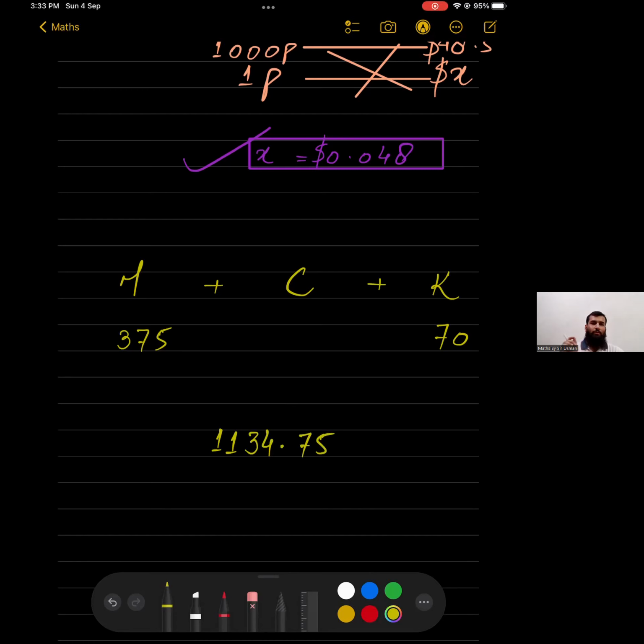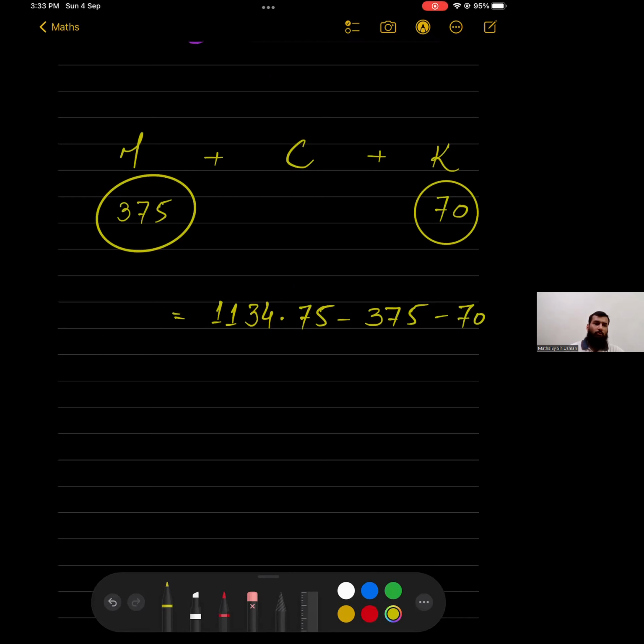So I just have to check what the actual price of the computer is. They have not given any discount on 375. They haven't given any sort of discount on 70 either. So the prices of the monitor and keyboard are the actual ones. There has been no change at all. Now we just need to subtract 375 and 70 from the total cost. Can any one of you tell me the value for it? Yes, can any one of you solve it and tell me the value?